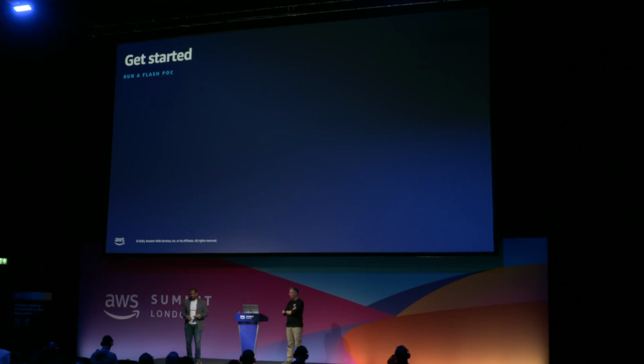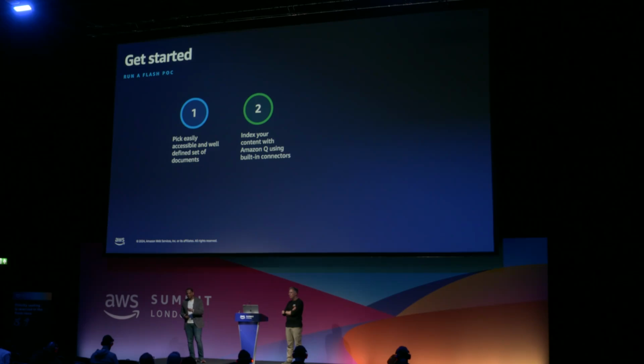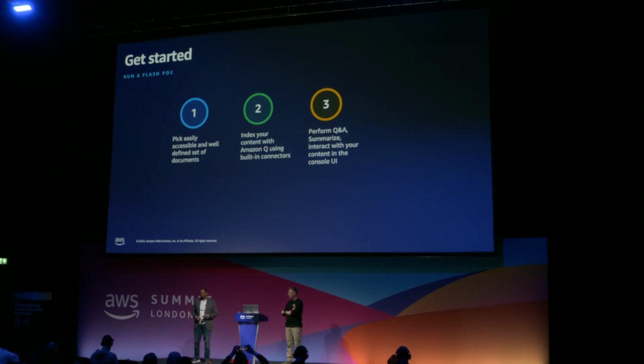So for you to get started, you can do a flash proof of concept. Define a set of documents for which you would like to run this proof of concept, right? And have them in one of the data sources. It can be Amazon S3 or any other data sources that you use in your enterprise system. And then index the content using the built-in connectors by connecting that data source. And have your employees do a conversational search with them, interact with the Amazon Q application, and ensure that you're also configuring the permissioning to those documents along with when you're configuring the data sources.